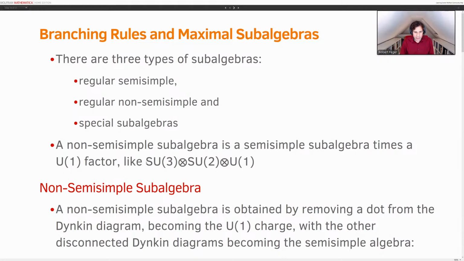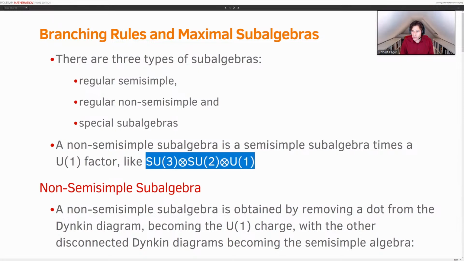So a simple algebra would be just something like SU3. A semisimple subalgebra is a product like SU2, SU3 cross SU2. And a non-semisimple one has an additional U1 factor. So the standard model gauge group is a non-semisimple Lie algebra.